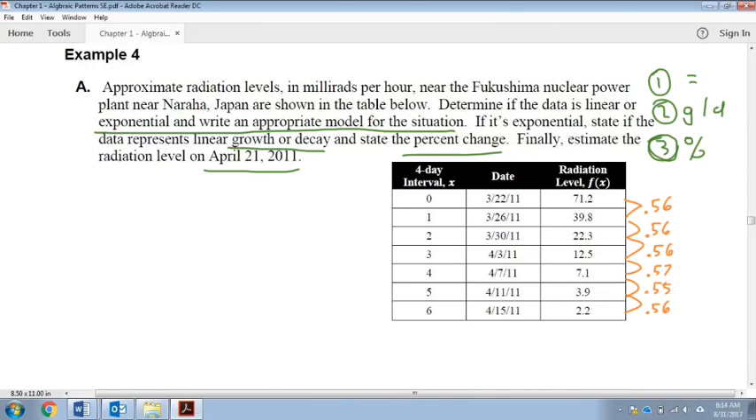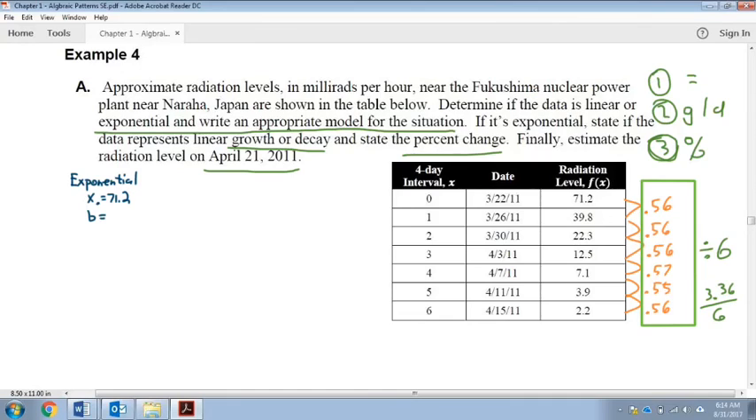So first things first, this is exponential. Our starting point is 71.2, and for our B value, we have to add all these up and divide by 6, because there are 6 ratios. So 0.56 plus 0.56 plus 0.56 plus 0.57 plus 0.55 plus 0.56 is 3.36. Divided by 6 equals, who guessed it, 0.56. So our B value is 0.56.